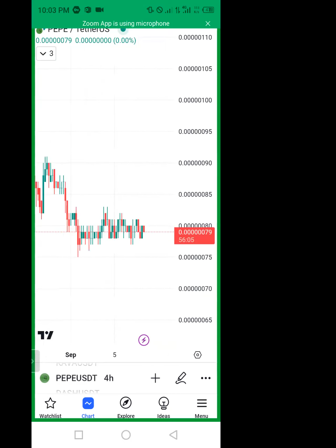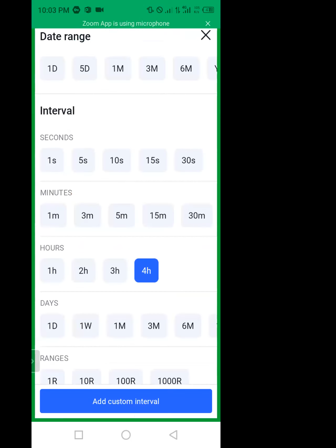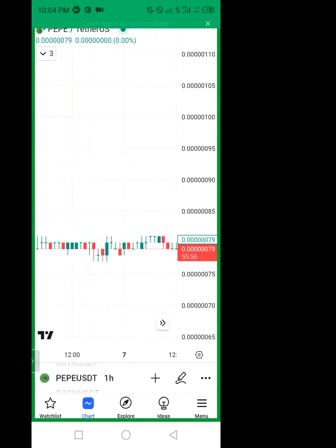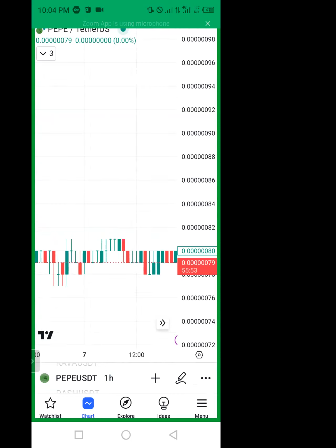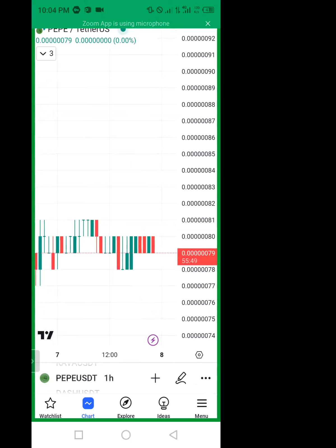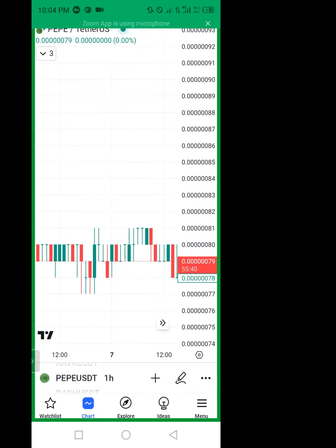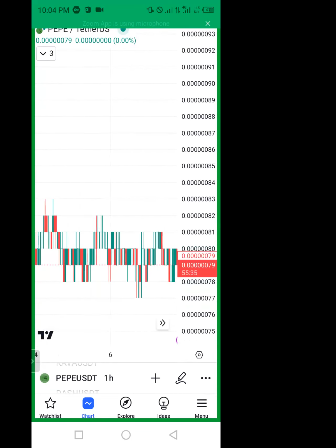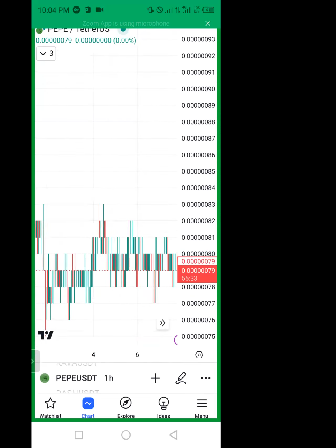Let's look at a 1 hour time frame. Oh my God. It is not decided. Every time it tries to go up, the buyers and sellers are all having the same pressure. No one wants to be left there. It is not a good trade.